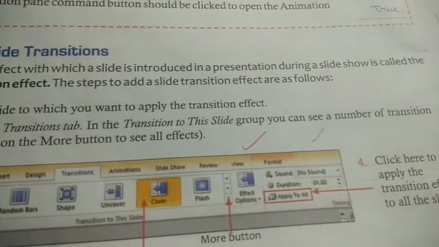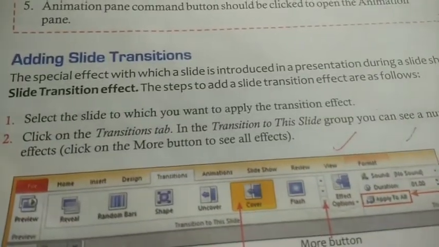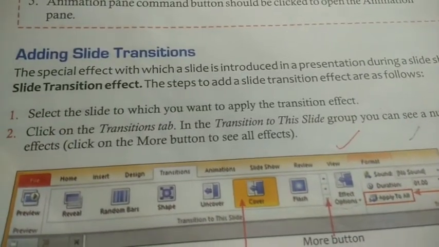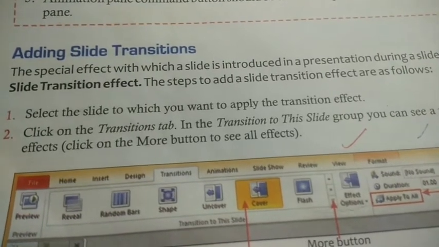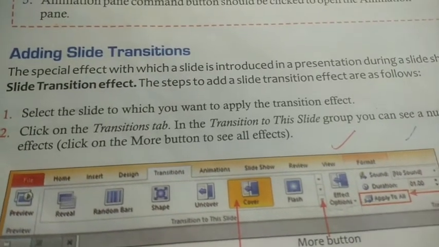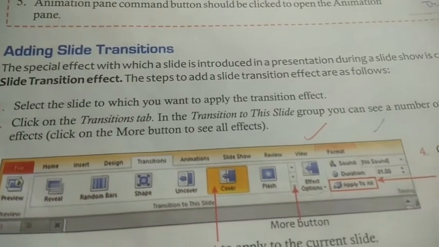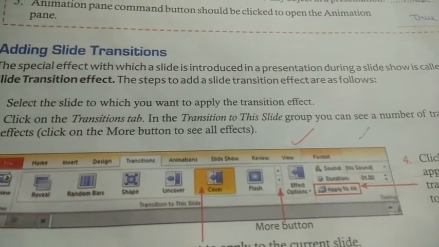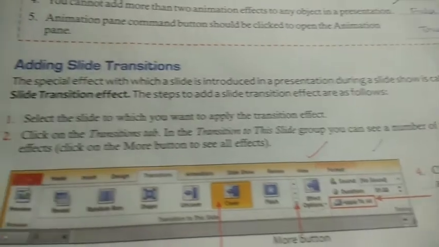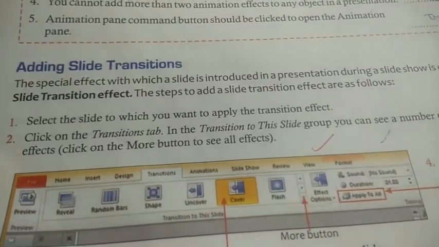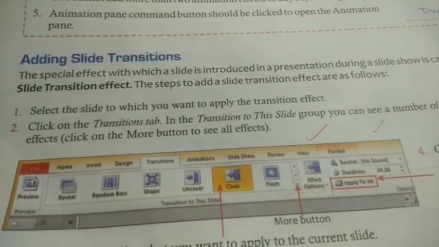The special effects with which a slide is introduced in a presentation during a slideshow are called slide transition effects. The steps are below. First, select the slide to which you want to apply the transition effect. Then click on the transition tab. In the transition to this slide group, you can see a number of transition effects. Click on the more button to see all the effects.